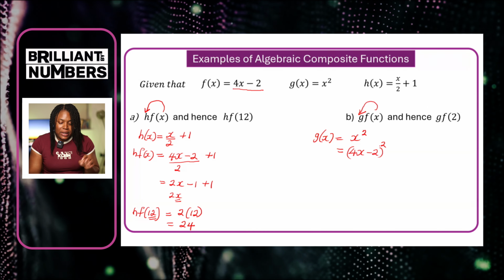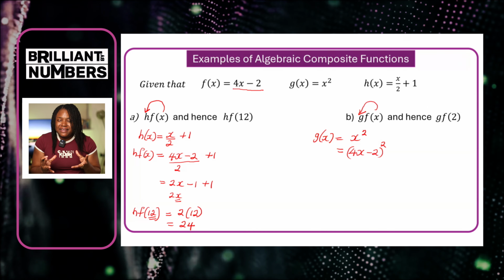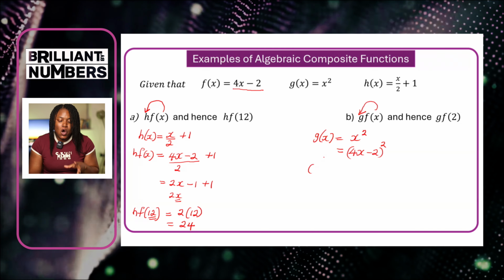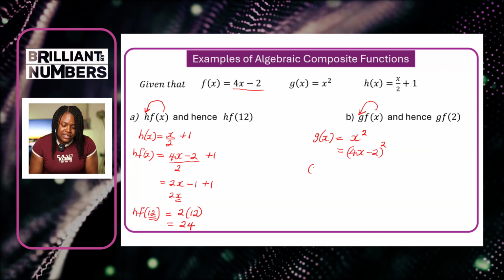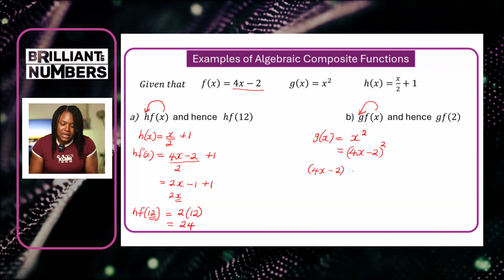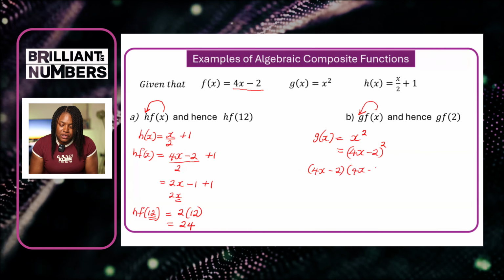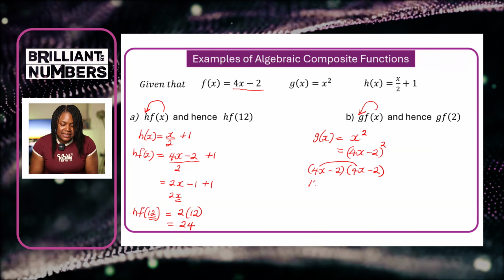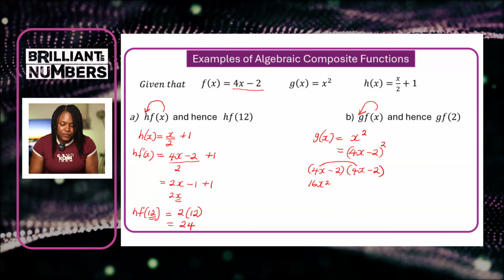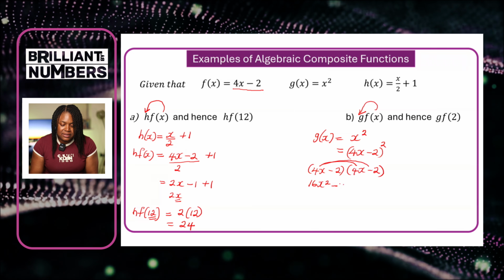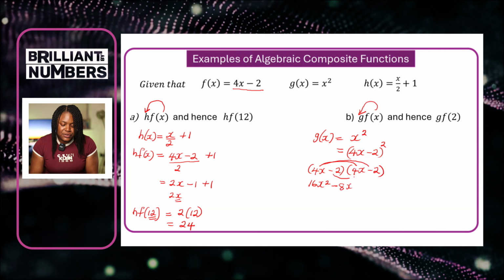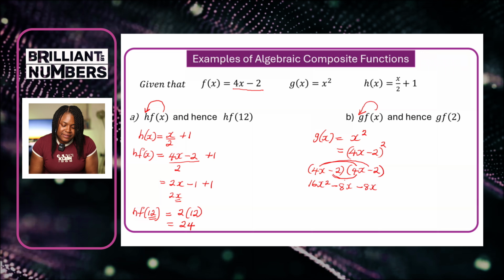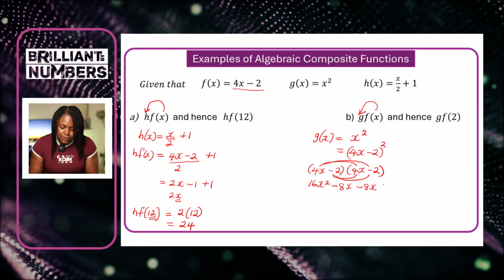Remember, when I'm squaring, it means I'm multiplying the value by itself. So again, this links nicely to that lesson on expanding double brackets. So I need to do 4x minus 2, and I'm going to multiply that by itself. So I'm expanding a double bracket. 4x times 4x, that's 16x squared. 4x times minus 2 is minus 8x. Minus 2 times 4x is also minus 8x. And then negative 2 times negative 2 is positive 4.